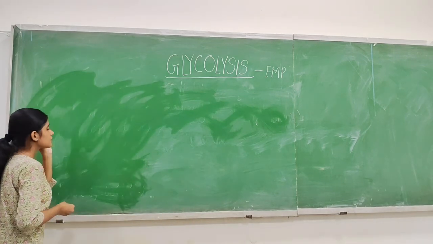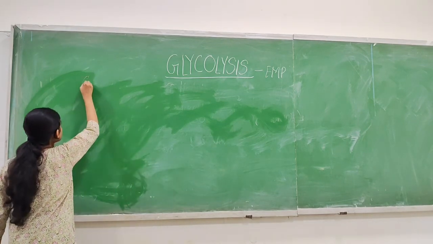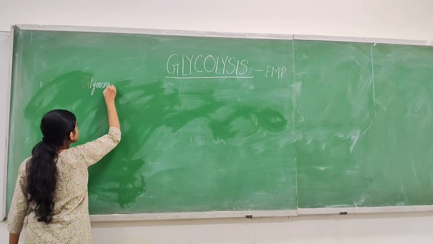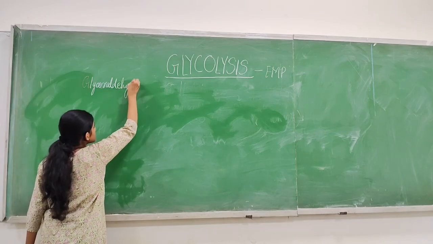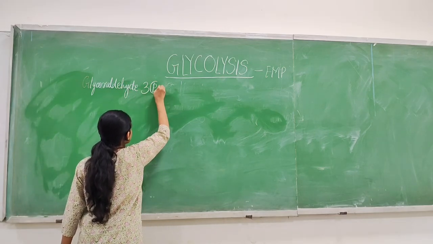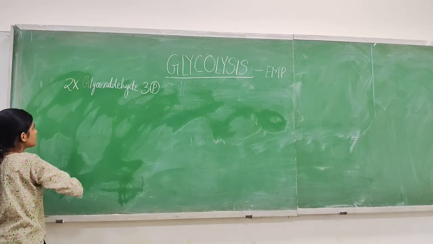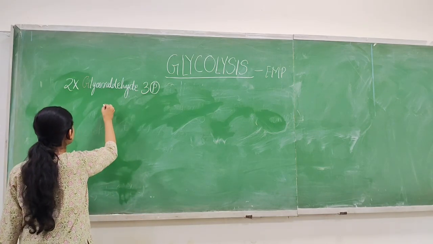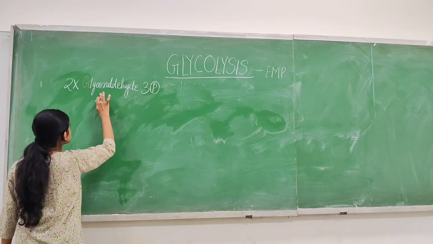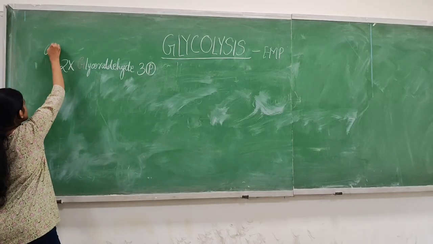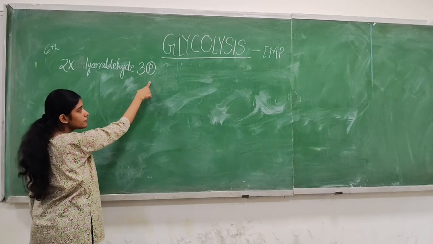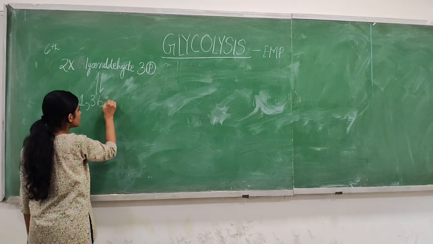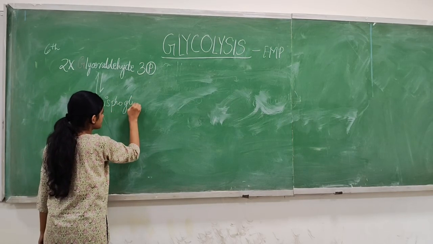So in the second half of the reaction, the substrate would be glyceraldehyde 3-phosphate. Now we will be taking two molecules because the dihydroxyacetone phosphate is also converted into glyceraldehyde 3-phosphate. Here, in the sixth step, glyceraldehyde 3-phosphate is converted into 1,3-bisphosphoglyceric acid.